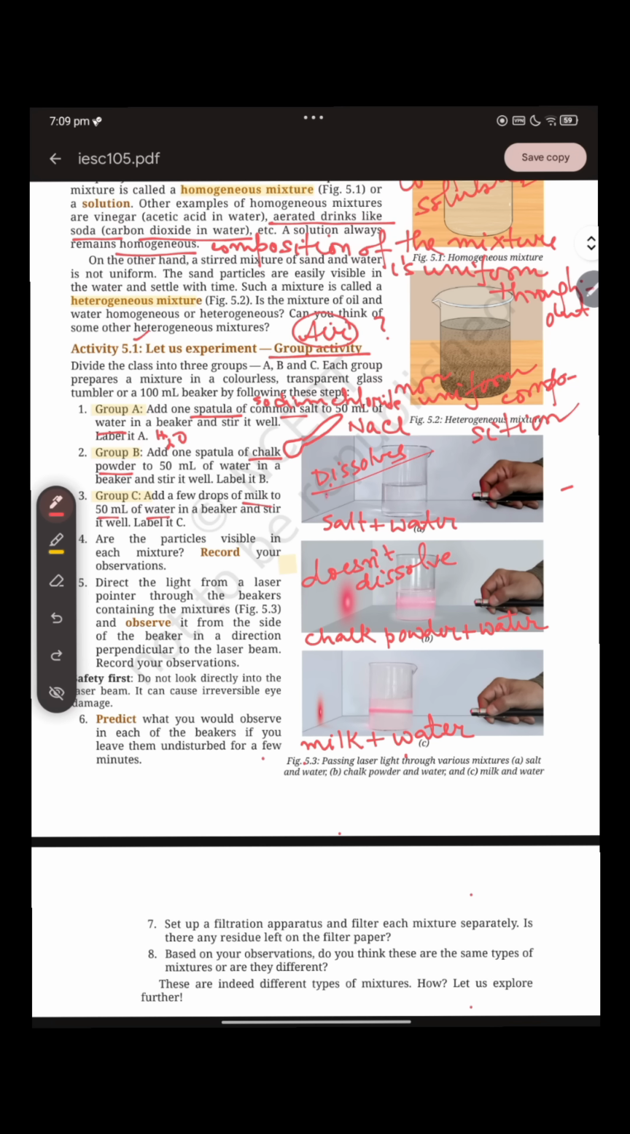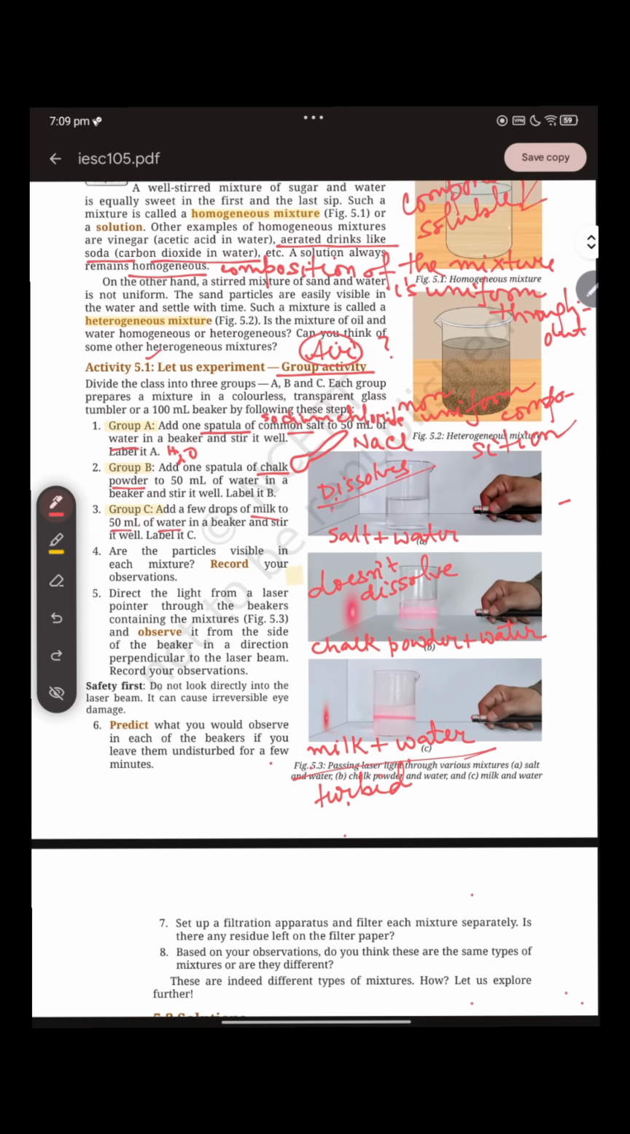Now what is the observation? Will you be able to distinguish milk from water? Actually not. The solution appears to be turbid. And what is the meaning of this term turbid? Turbid means translucent. It is not transparent. That solution is turbid in nature.